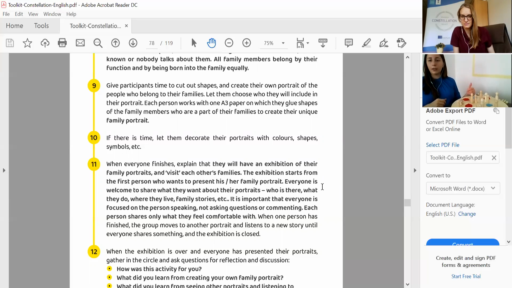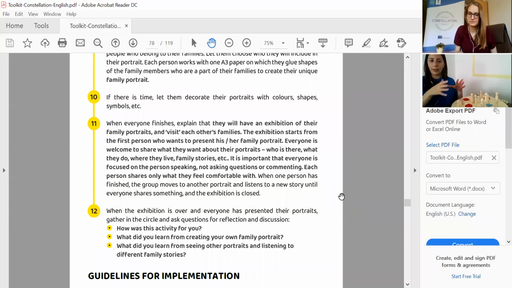And the next step was the invitation for them to go and visit each other's families. So we were going from one family to another, and they were basically saying, okay, this is me, this is my father, my mother, and I don't know, my grandmother and her second family, or this is my uncle, he lives here or there, and these are my cousins. So they were just explaining what they set up. And some of them even shared family stories, something that was meaningful for them. We called this an exhibition. So we went to visit each other, and after that, shortly reflected on what happened, how the activity was for them, what they learned about themselves and their families, what they learned about others and families of others.